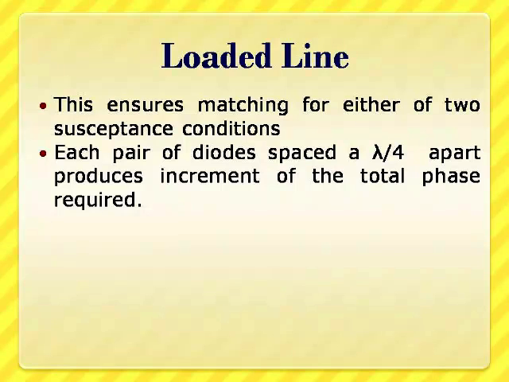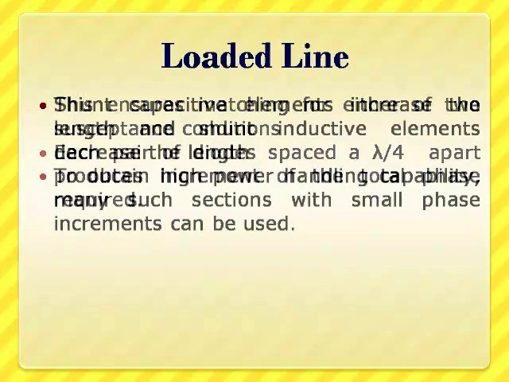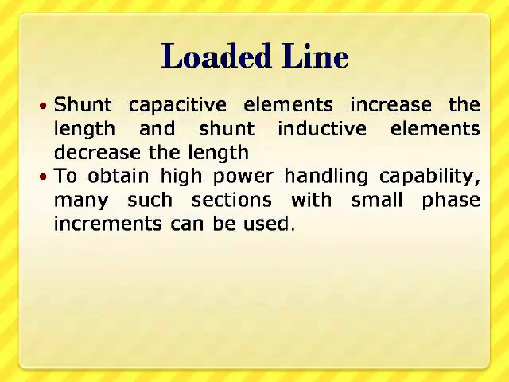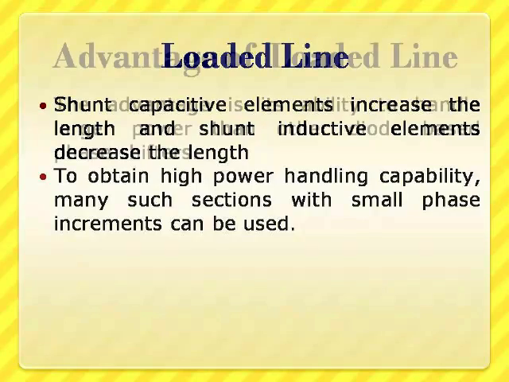This ensures matching for either of two susceptance conditions. Each pair of diodes spaced lambda by 4 apart produces an increment of the total phase required. Shunt capacitive elements increase the length and shunt inductive elements decrease the length. To obtain high power handling capability, many such sections with small phase increments can be used.